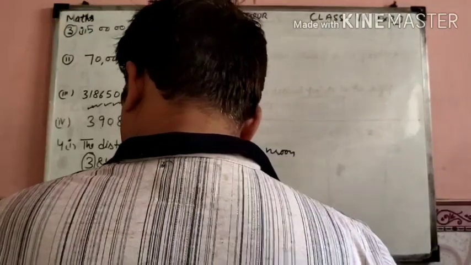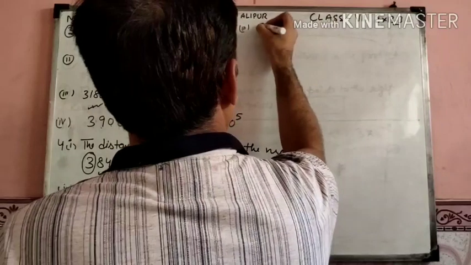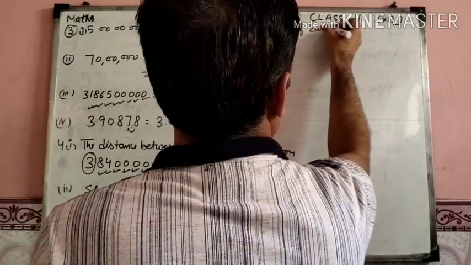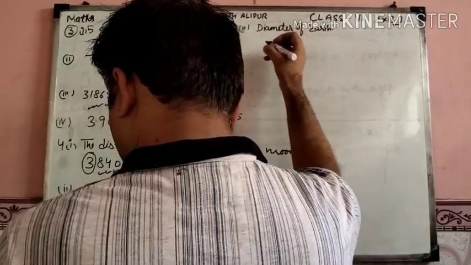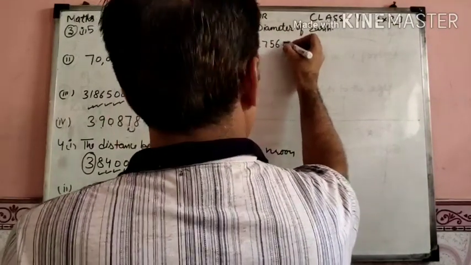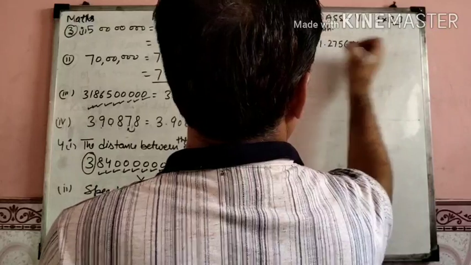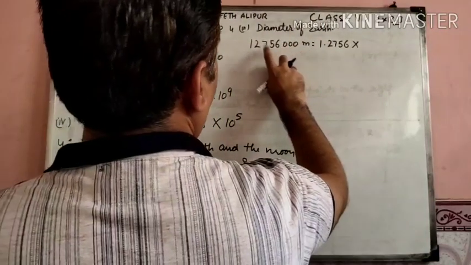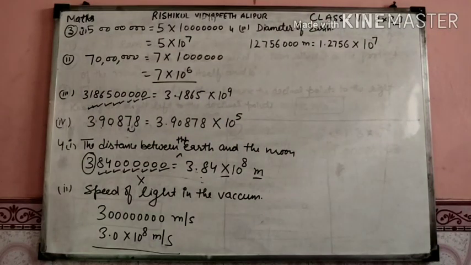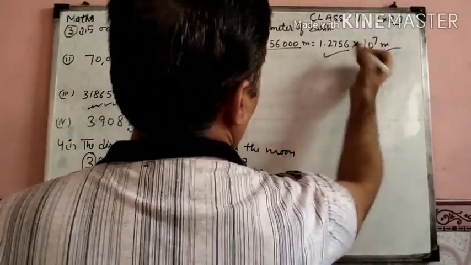The next one is the diameter of earth. What is given? Third one. Diameter of earth. It is 127,560,000 meter. It can be written as 1.2756 into how many? 1, 2, 3, 4, 5, 6, 7. 10 raised to power 7. It can be written as 10 raised to power 7 meter. This is the diameter of earth. Instead of writing this one, you have to write in this way.